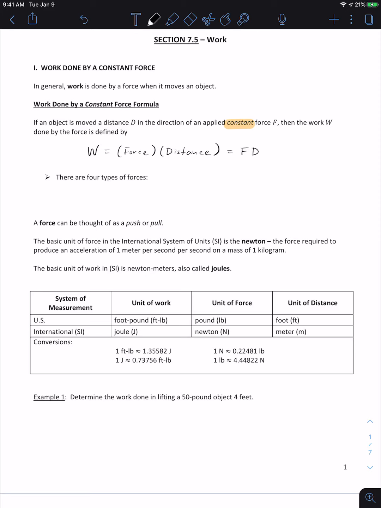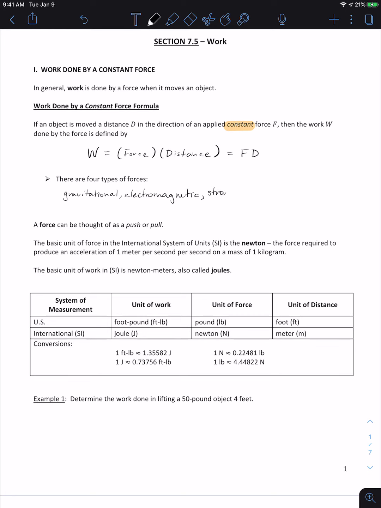There are four types of forces. There's gravitational, electromagnetic, and then strong nuclear. And if there's strong nuclear, then there's probably weak nuclear. Right? So we're not going to go into too much detail on that, but I just wanted to have you know that for a little bit of background. So in general, force can be thought of as push or pull.